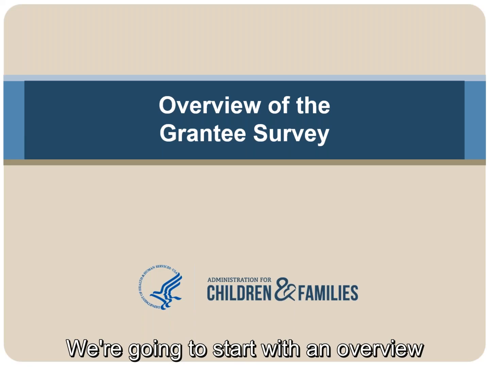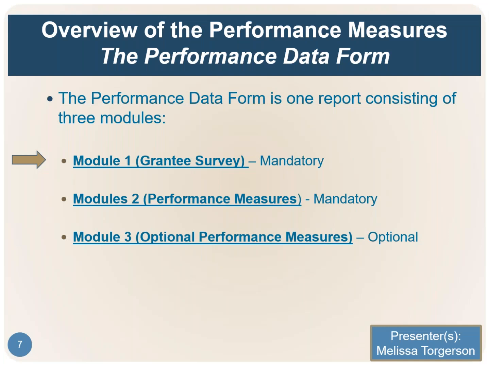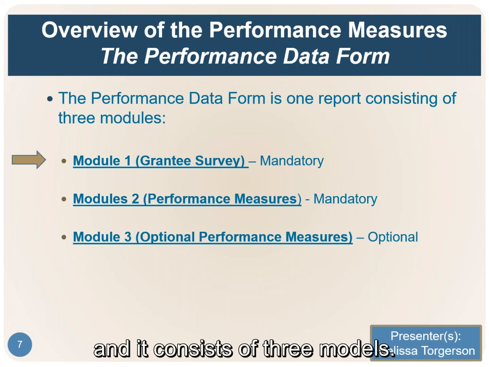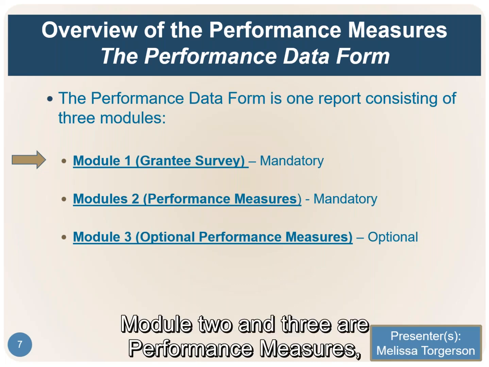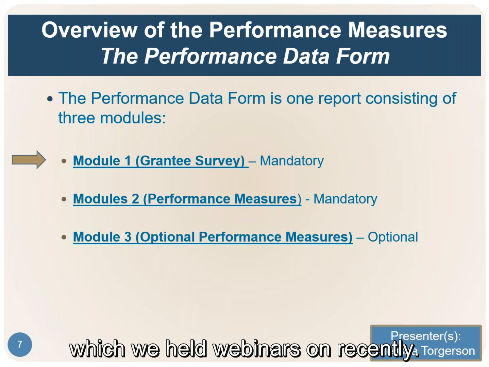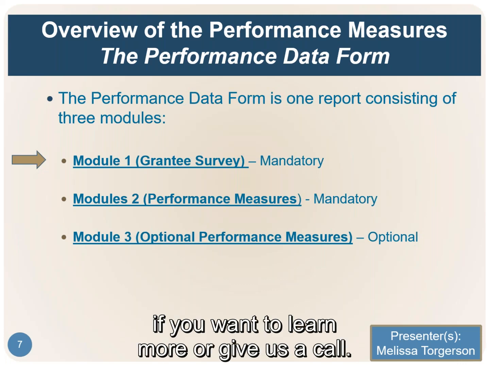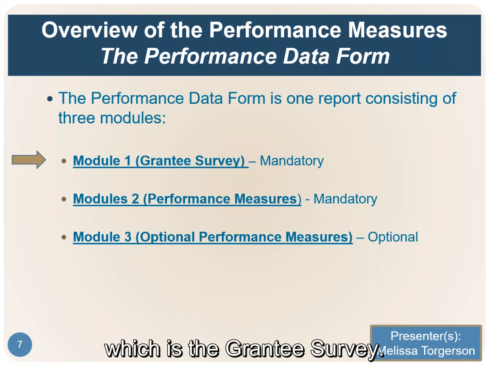We're going to start with an overview of the Grantee Survey. As many of you know, the performance data form is one report, and it consists of 3 modules. Module 1 is a grantee survey, which we're going to talk about today. Modules 2 and 3 are performance measures, which we held webinars on recently, so you can look those webinars up if you want to learn more or give us a call. But today we're going to focus on Module 1, which is the grantee survey.